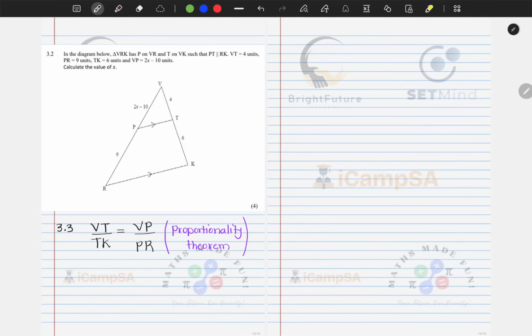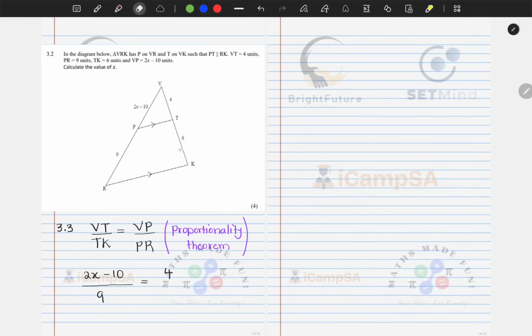So let's go ahead and put in what is given for this problem. VT is given as 2x minus 10. Remember, what we are trying to do is to solve for x. TK is 9, and this will be equal to VT. That is 4.